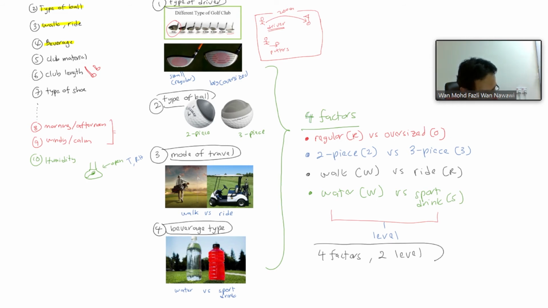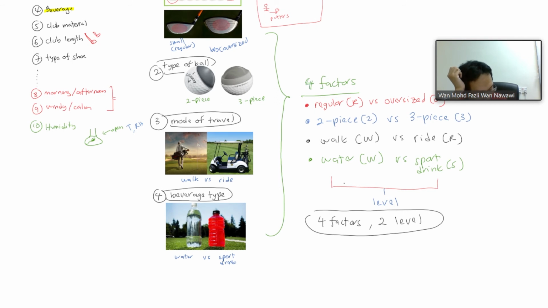Okay, so what does it mean? 4 factors at 2 level. Level can be 2 level. We can put this as a low level, this as a high level. You can just put 2 level, maybe low or high. Normally if you put in code, low is negative, high is positive. So the low level for the ball is 2-piece. The high level for the ball is 3-piece. So it's like that.